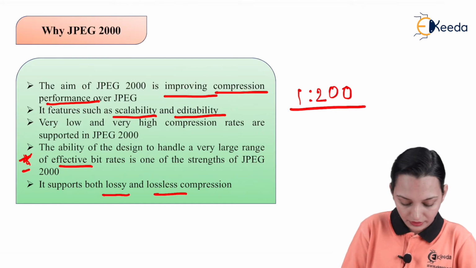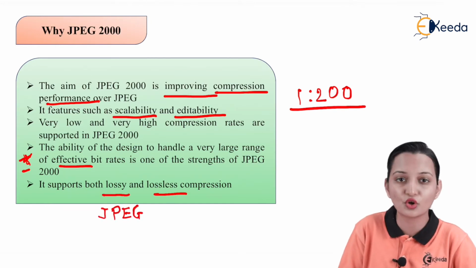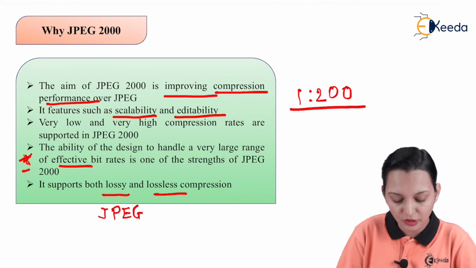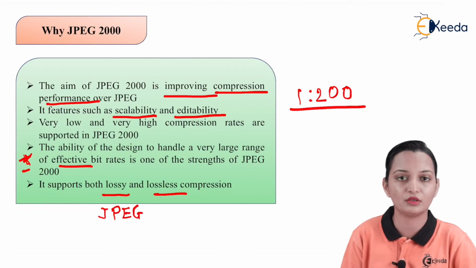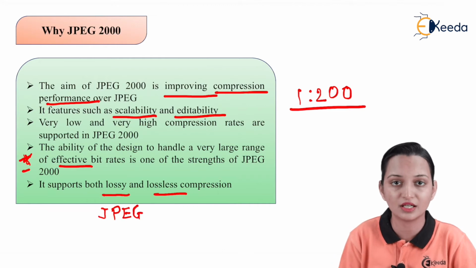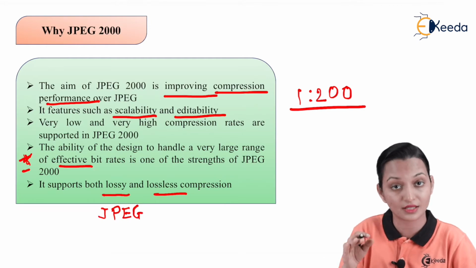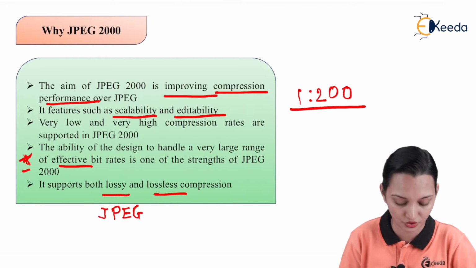We know the standard JPEG gives us lossy compression, and JPEG 2000 is able to support both lossy and lossless compression. So what do we mean by lossy compression? In the compression, actual data is going to be lost, and lossless means you get compression in terms of the size of the data, but the actual data will not be lost.